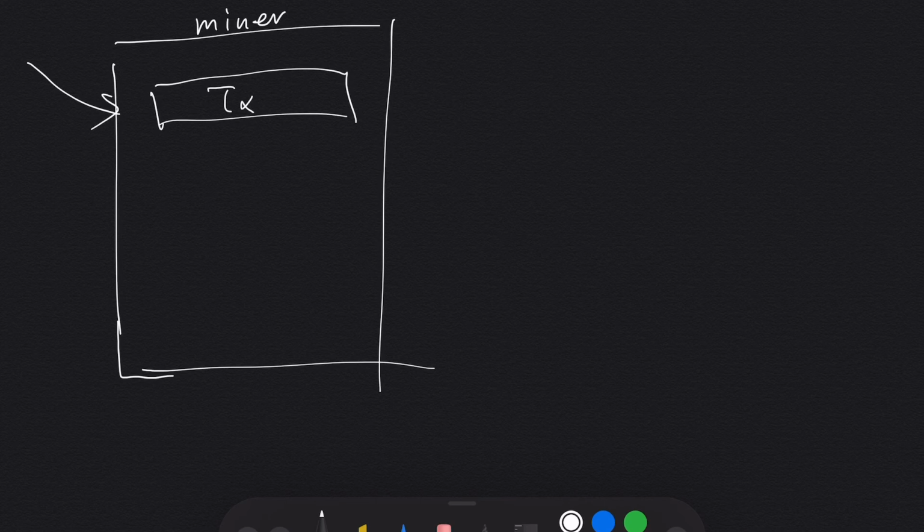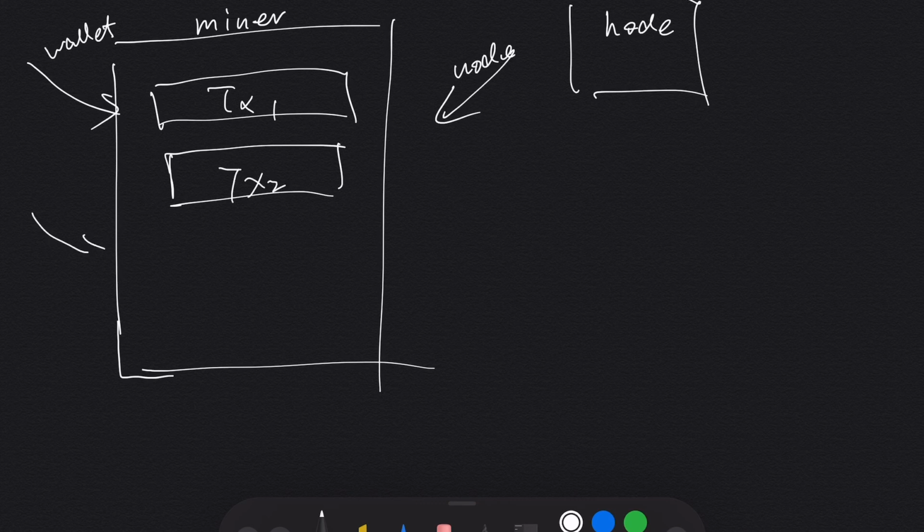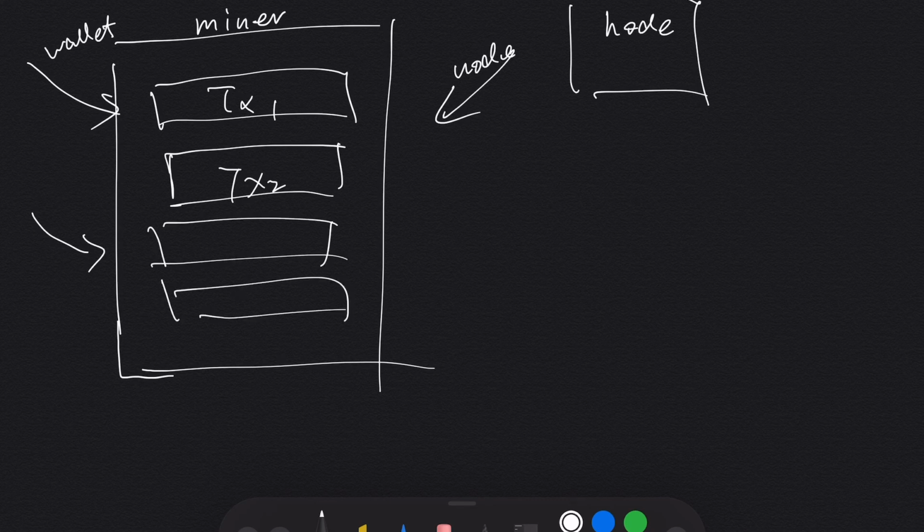How does a Bitcoin node produce a block? Here we have a miner, which is a Bitcoin node. The miner receives transactions all the time. A transaction can come from a wallet or from another node. So this is from another node. This is transaction 2, which gets relayed and keeps going. The miner will get a list of transactions in the pool.